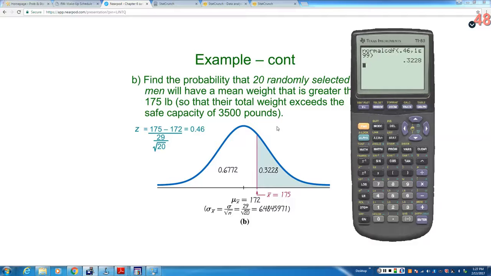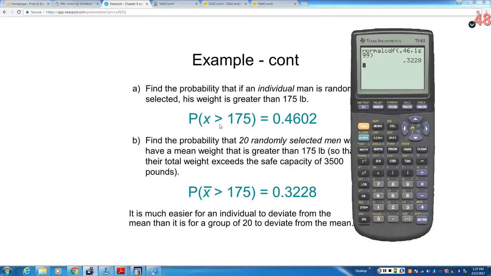Any question of this? Is that it? Okay, so that's going to be your answer for that one. Okay, so now, the individual one is 46%. The mean is going to be 32.28%. Okay? So you're going to have some questions like this on the test and on the final exam. So make sure you know them.